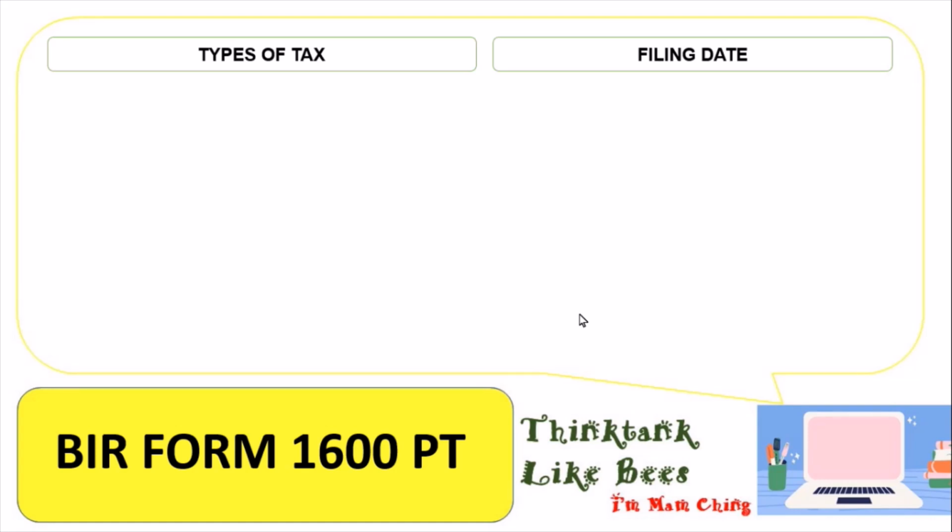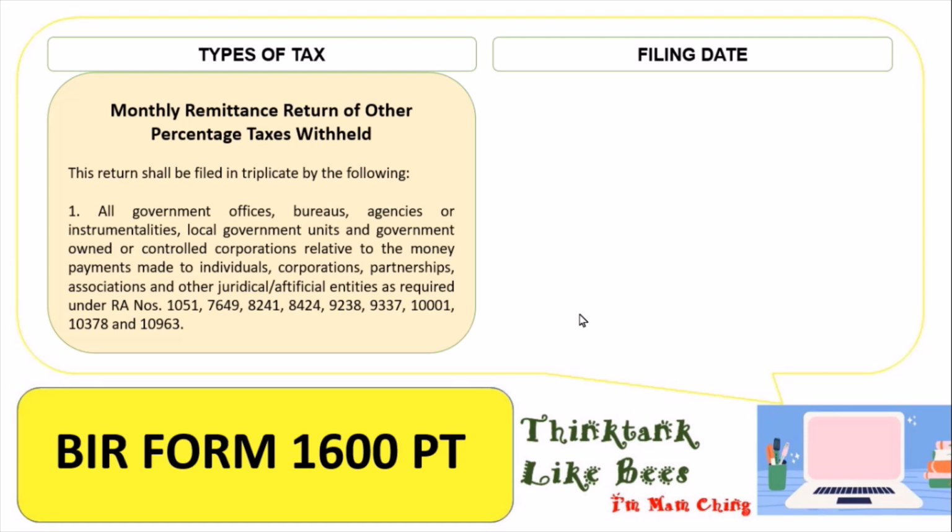Next is BIR Form 1600 PT. PT means percentage taxes, so it is a monthly remittance return of other percentage taxes withheld. This return shall be filed in triplicate by the following.